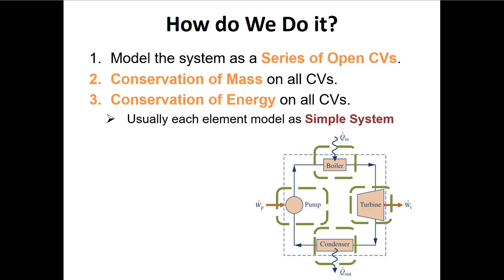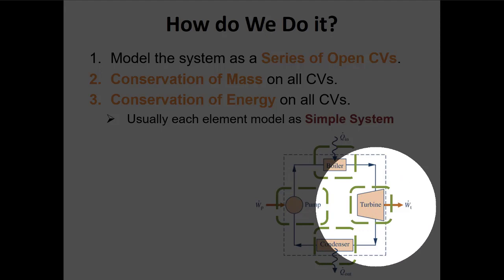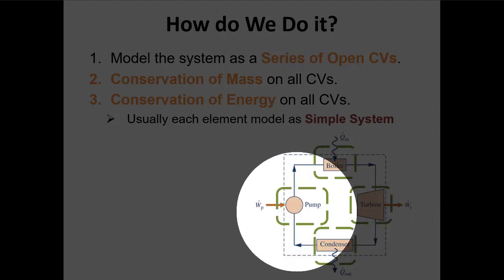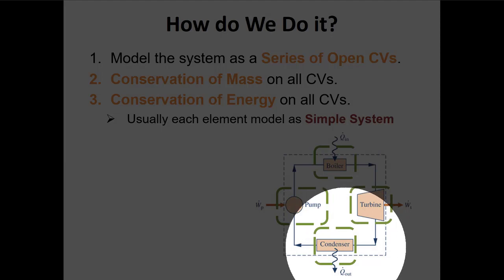You may remember when we were talking about closed systems that a simple system was one where either the heat transfer or the work was equal to zero. So we're going to look at each one of these systems, right? So a turbine and a pump, turbine gets power out, a pump consumes power, a boiler puts heat in, and a condenser has heat leave.